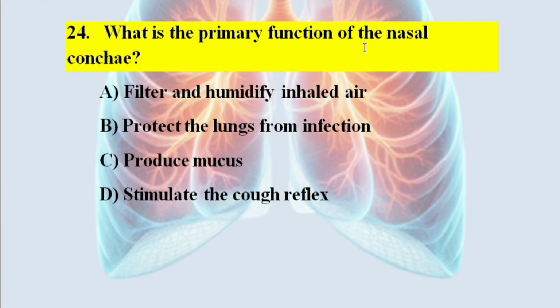What is the primary function of the nasal conchae? Alpha, filter and humidify inhaled air. Beta, protect the lungs from infection. Charlie, produce mucus. Delta, stimulate the cough reflex. The right answer is alpha, filter and humidify inhaled air.